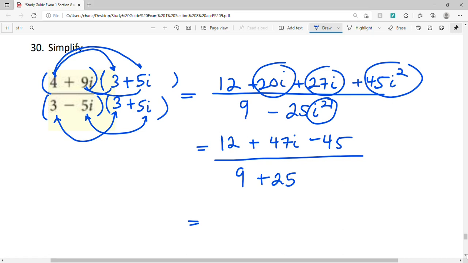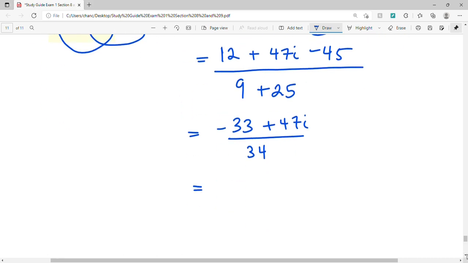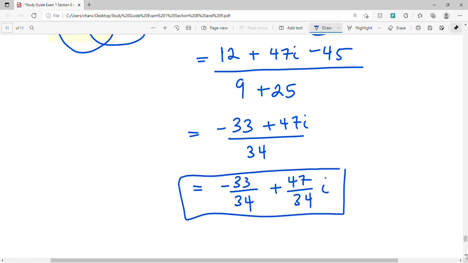12 minus 45 is negative 33 plus 47i over, we have 9 plus 25, that gives us 34. Now we're not done yet, we have to write it in the correct form, so let's rewrite this as negative 33 over 34 plus 47 over 34i. This is the form that they're looking for in our final solution.